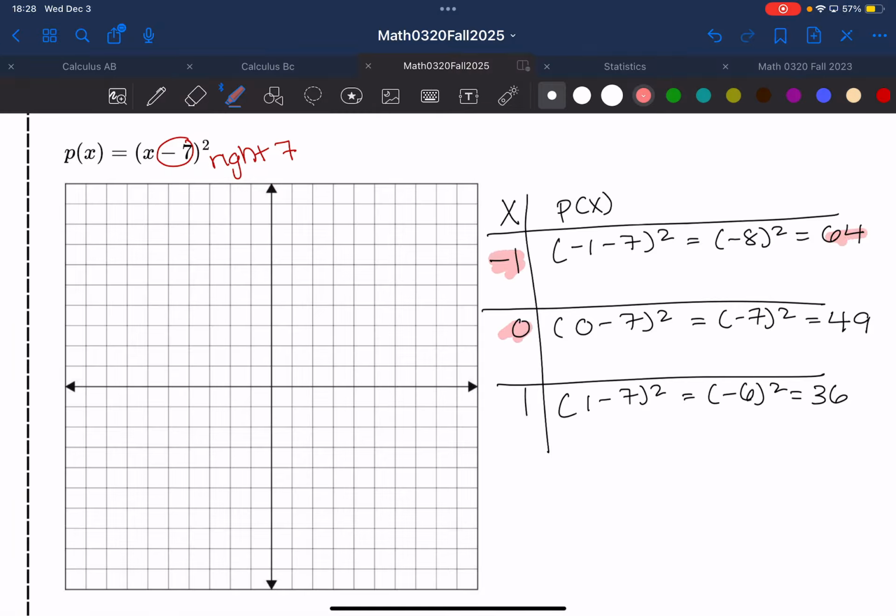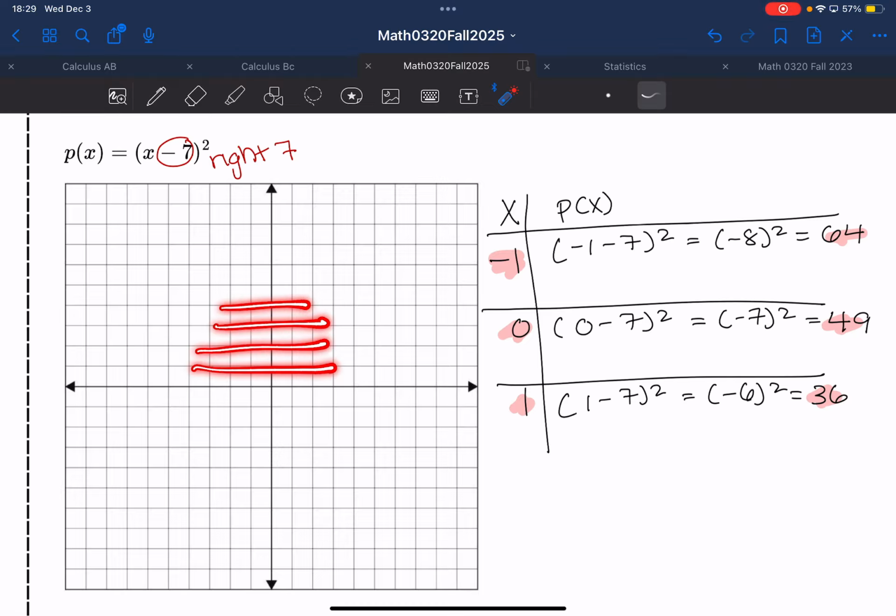Since they are such large numbers, I am going to go ahead and assume each of these lines are going by 10. So 10, 20, 30, 40, etc. I'm going to make sure my x-axis is still going by ones. So when I plot this, I am going to have -1, 64. So -1, 10, 20, 30, 40, 50, 60. So somewhere over here. 0 and 49, so 10, 20, 30, 40, right before 50. And then 1, 36.